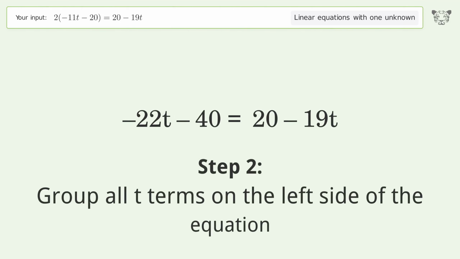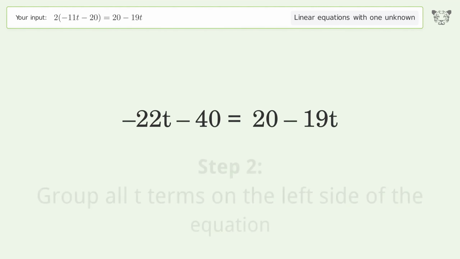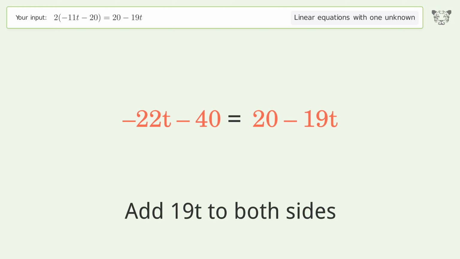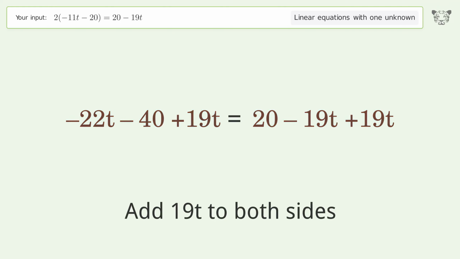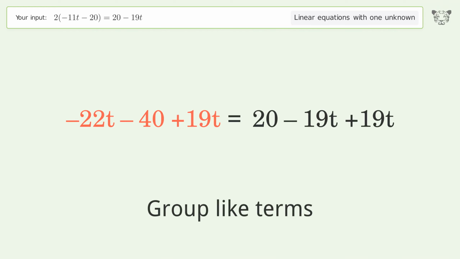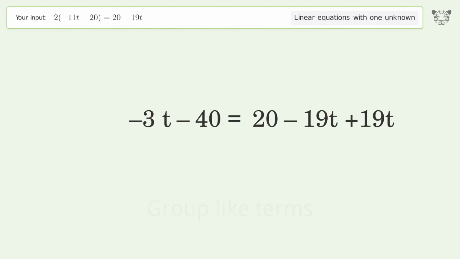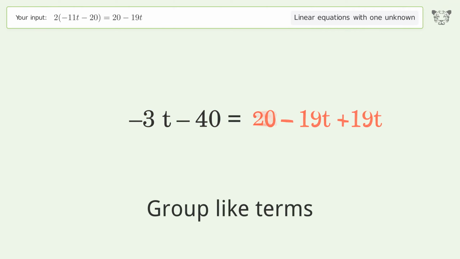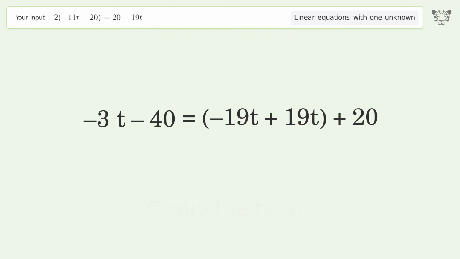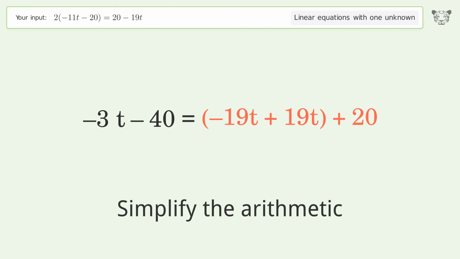Group all t terms on the left side of the equation. Add 19t to both sides. Group like terms. Simplify the arithmetic. Group like terms. Simplify the arithmetic.